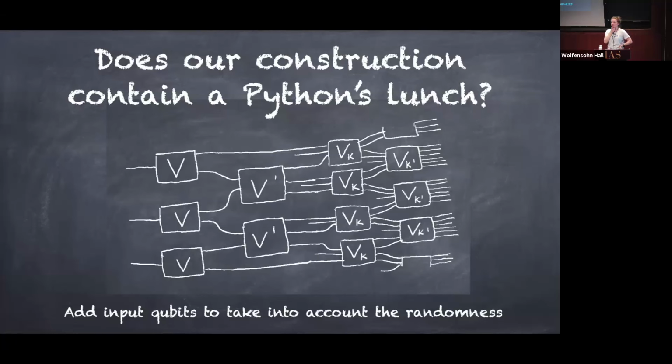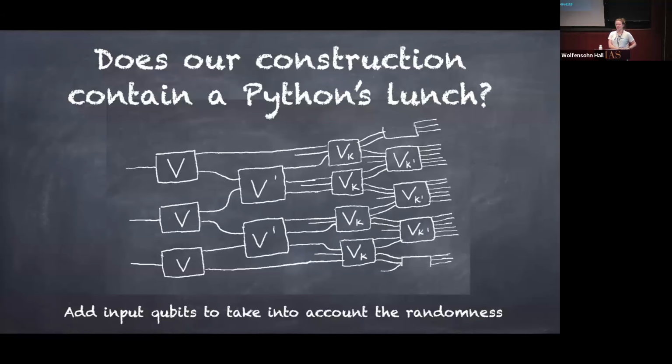Based on the current construction, we can rule out a Python's lunch, but ruling out a black hole is harder. Well, I'm not totally sure about ruling out the Python's lunch in this setting, because that might depend on the geometry between the horizon and the boundary. I'm not sure that part is accurately reflected in this picture.